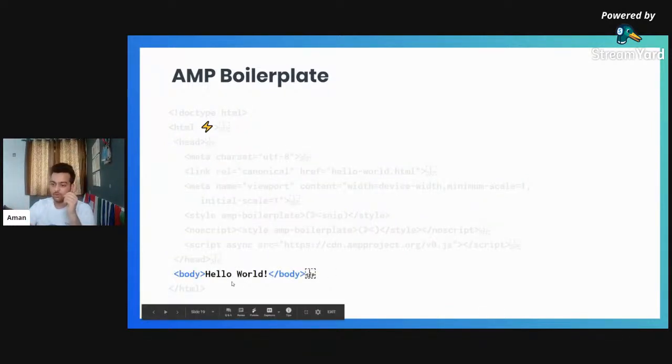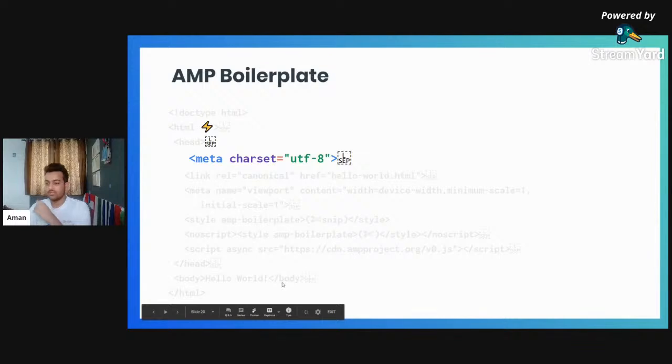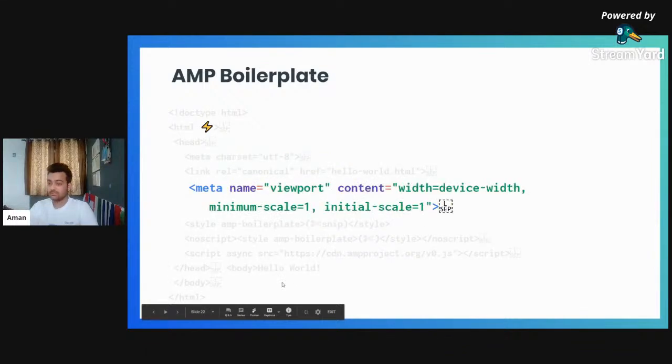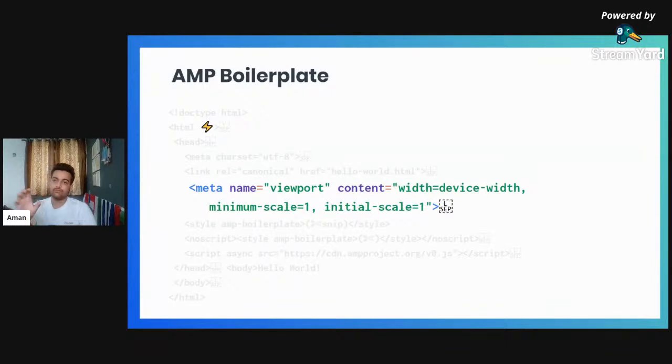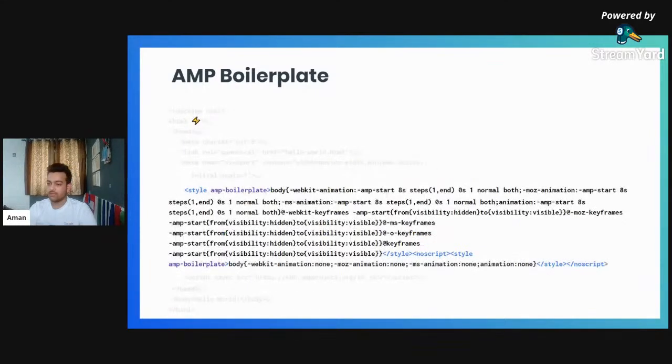After this, this is the body. It works exactly like how normal HTML works. In the body, you write your own code, hello world, and that's it. And these are the things that I already discussed. The viewport can be customized so that there is no horizontal or vertical scrolling on your website. You can add these kinds of instructions to it. And these are the AMP boilerplate codes.